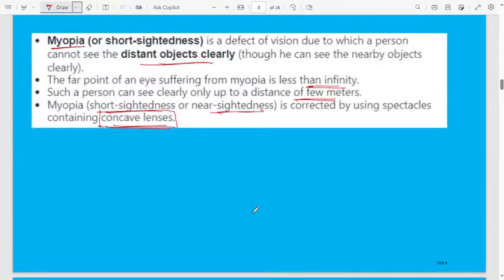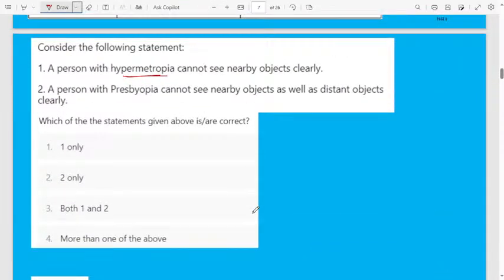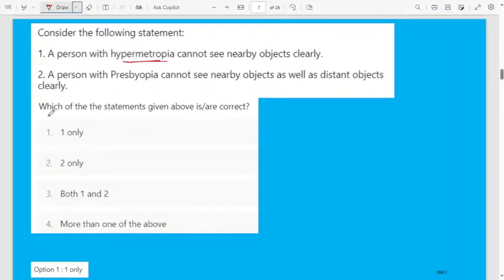Now coming to our question. A person with hypermetropia cannot see a near object. A person with presbyopia cannot see near object as well as distant object. The correct answer is that only the first statement is correct, because a person with hypermetropia is not able to see a nearby object.